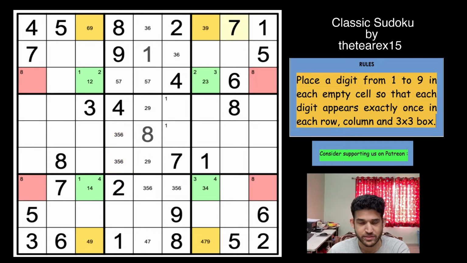1, 5, 6, 7. 9 is not here, so 9 must be in these two cells. Maybe I'm missing some crucial corners here. Let's try some pencil marking. Look at this cell. Cannot be 2, 5, 6. Cannot be 7, 8 and 9. This would be 1, 3, 4.